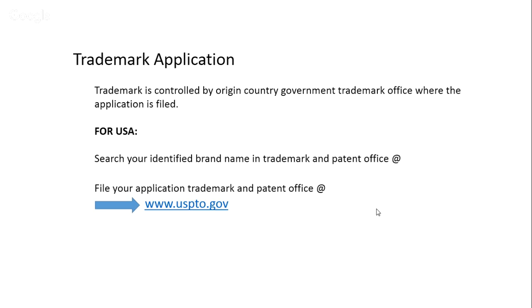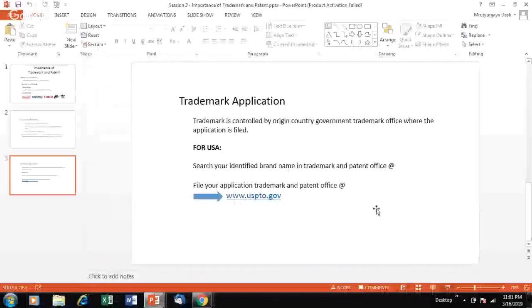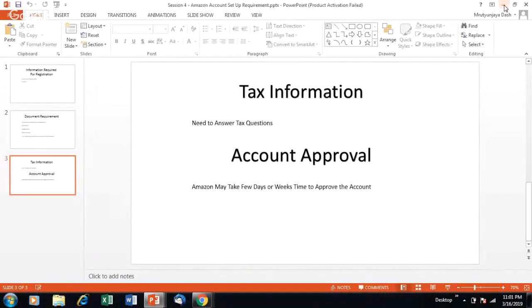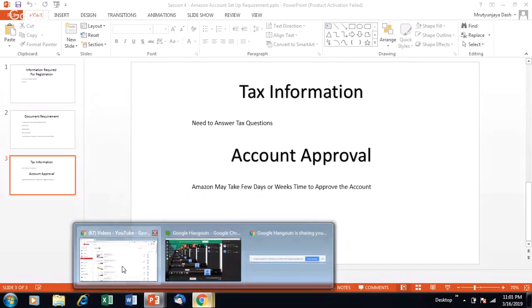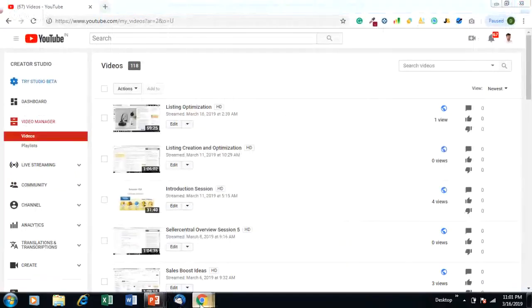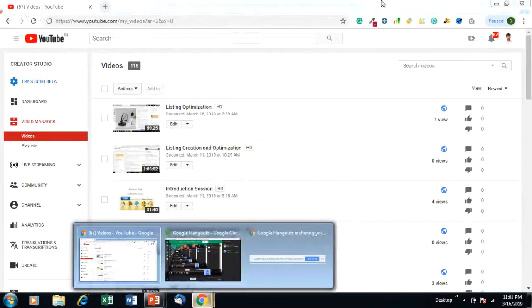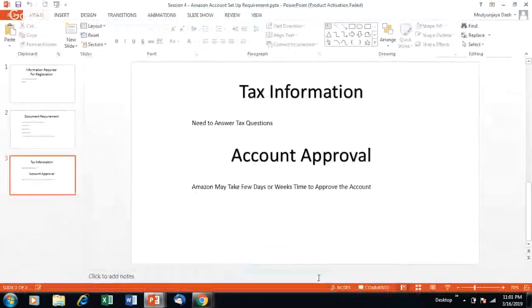And coming to patent, actually, I think that's something missing here. A patent is basically, as you said, if you have a design, you created your own design, and you want to protect that design, that's where you again file your patent application there on uspto.gov.